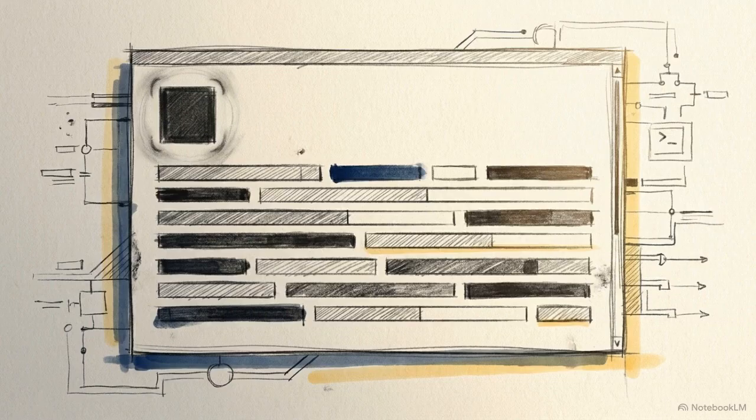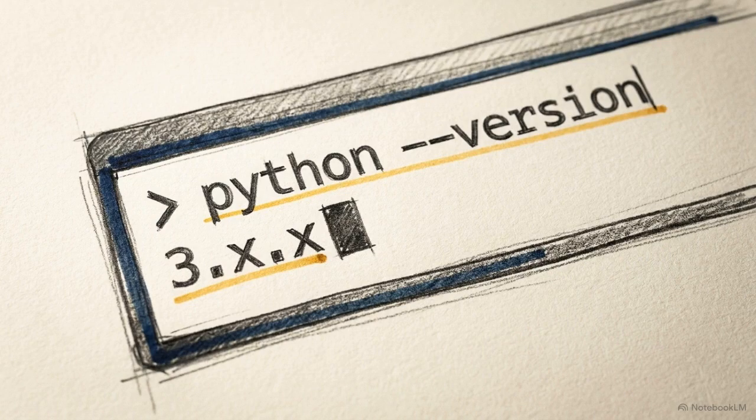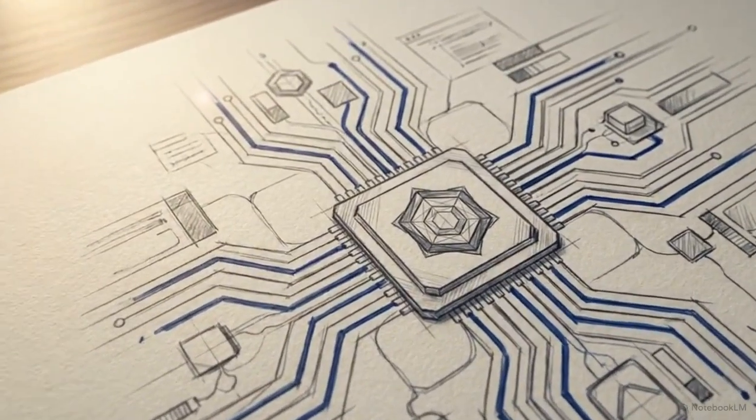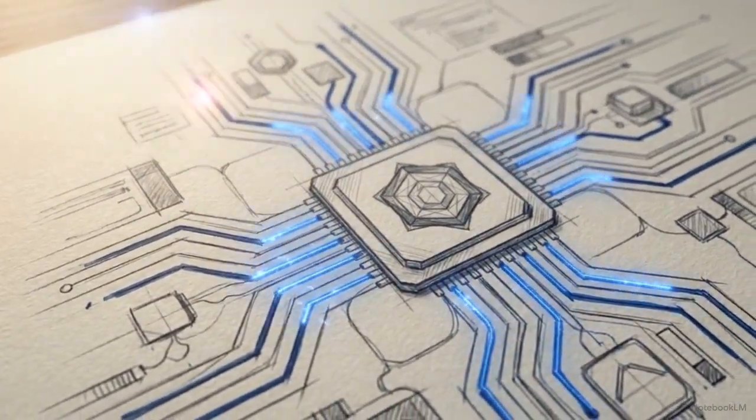To verify the installation, open your system's command terminal. Next, type python --version and then press enter. If the system returns the version number, the connection is confirmed. Your machine can now process Python logic.